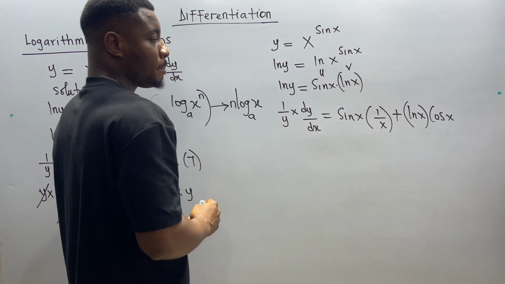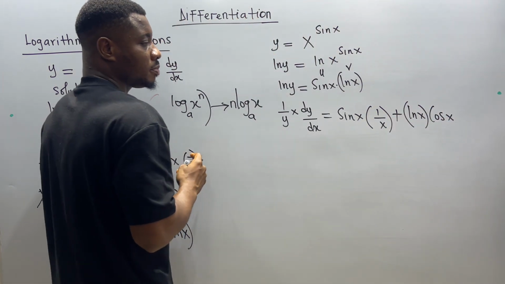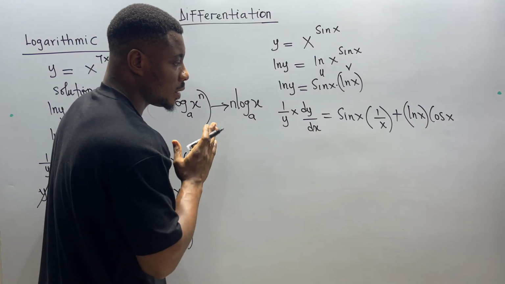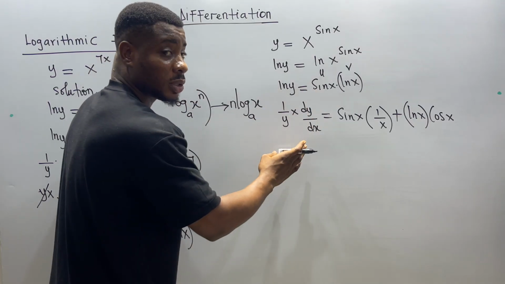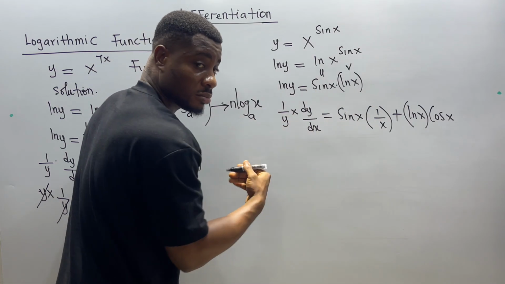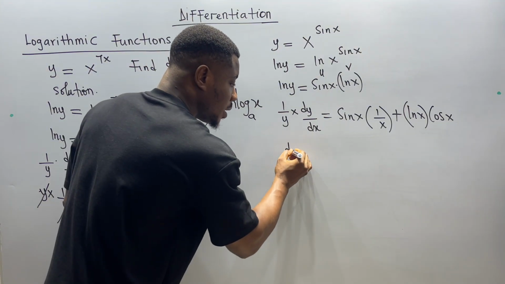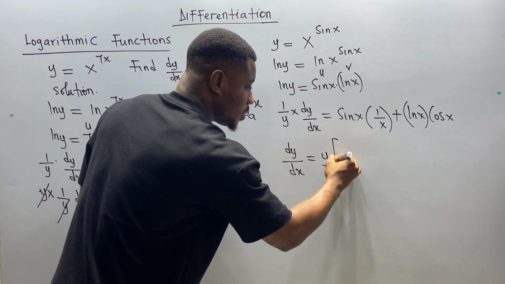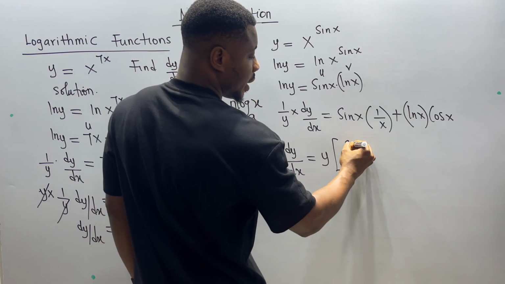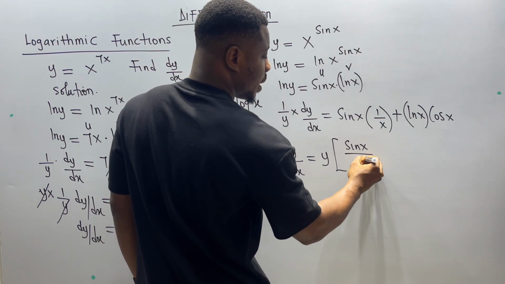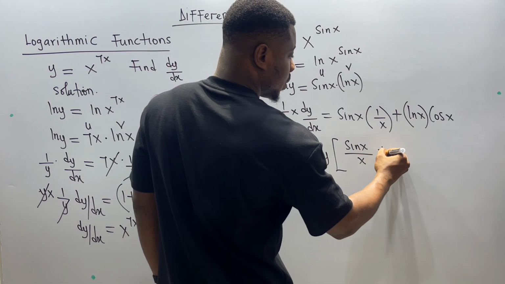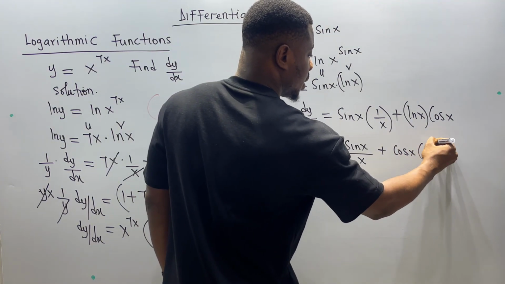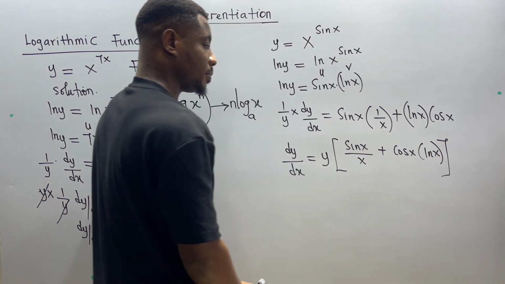All right, at this point we can multiply throughout by y to make dy over dx the subject, or we can simply just take this y over, still the same thing. So I can say dy over dx here becomes equal to y into sine x over x plus cos x into ln x. We close it.